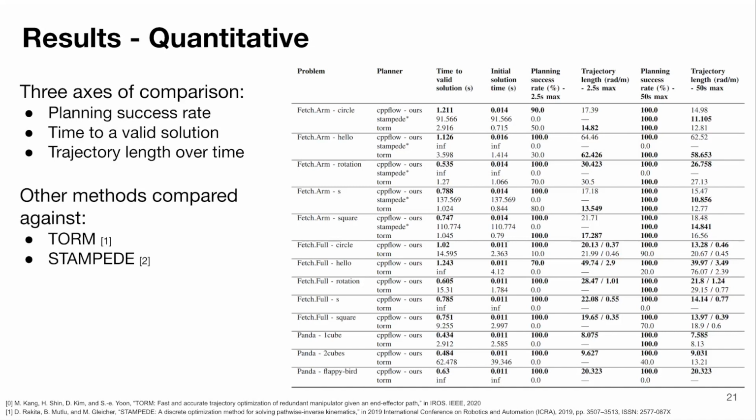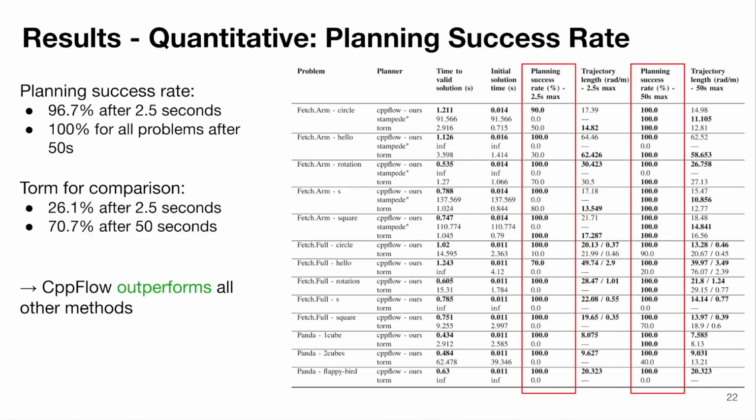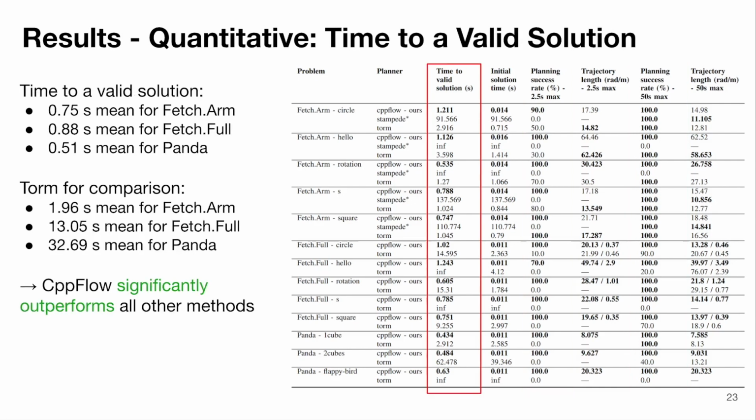CppFlow is evaluated along 3 axes of comparison: planning success rate, time to a valid solution, and trajectory length over time. For the first 2 axes, a valid trajectory is one for which the constraints of the problem are satisfied. 2 other methods are compared against: Torm and Stampede. Planning success rate is defined as the percentage of runs which return a valid trajectory after a given amount of time. In our case, both 2.5 seconds and 50 seconds are tested. For this metric, CppFlow performs better than all other methods.